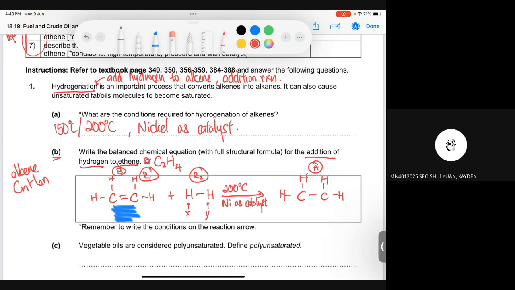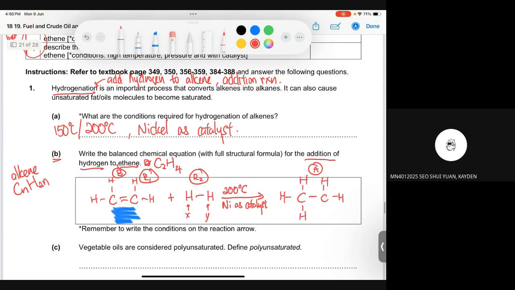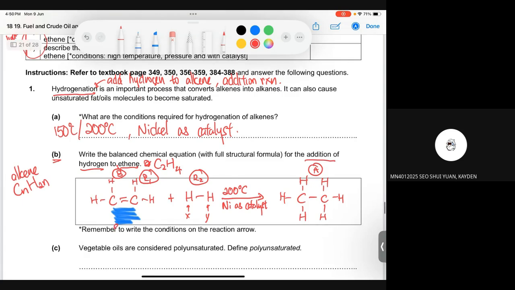Now, will both hydrogen add to the same carbon or to different carbons? Which one? Different carbons. So in the end, the H will come here, H will come here. So this is the final product. Arya, now back to you. This guy here is called ethene. Can you tell me what's the name of this guy over here? What's the product?